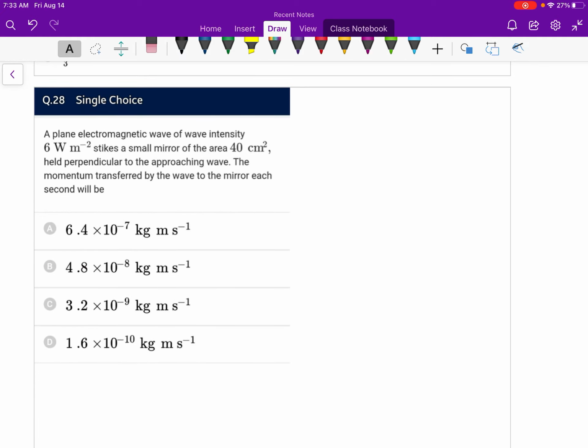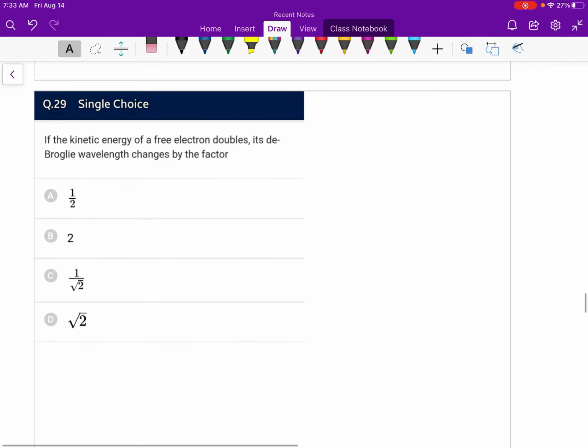A plane electromagnetic wave of some intensity and area, the momentum transferred by the wave to the mirror. So the mirror is perfectly reflecting, we'll assume. So momentum transferred per second is 2I by c, which is twice of IA by c. So easy calculation, we can solve it.